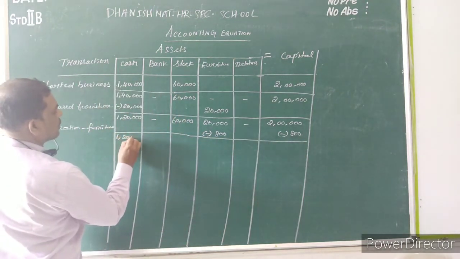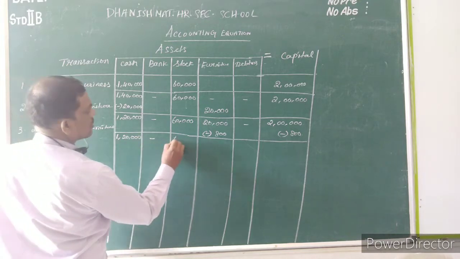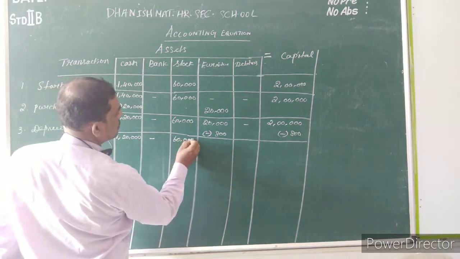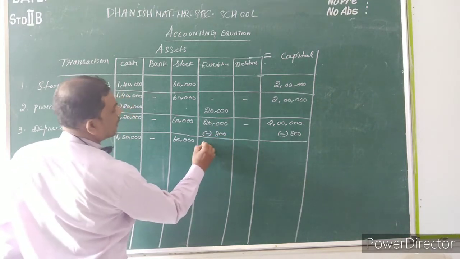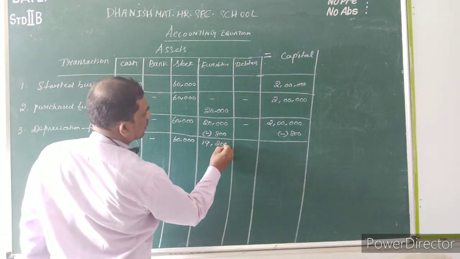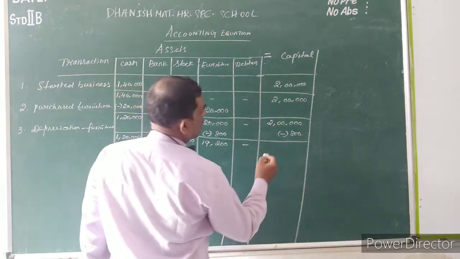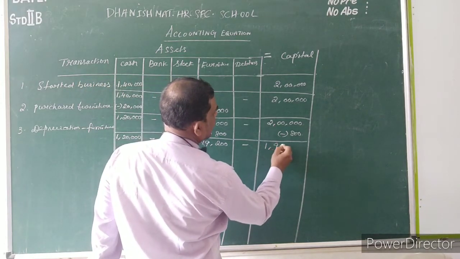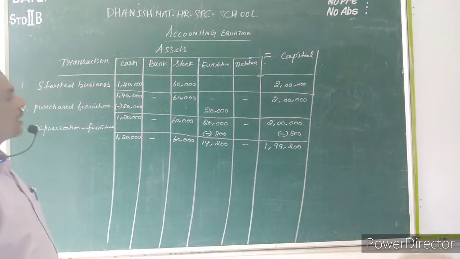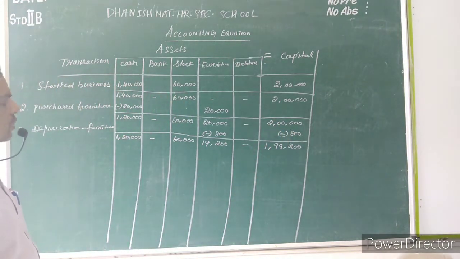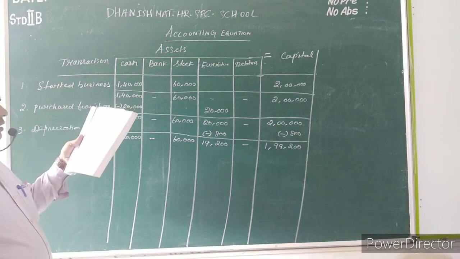One lakh 20,000, 60,000, 20,000 is 19,200, nil. Here 1,99,200. From 2 lakhs, you are deducting 800 rupees, you get 1,99,000. What is the next one?